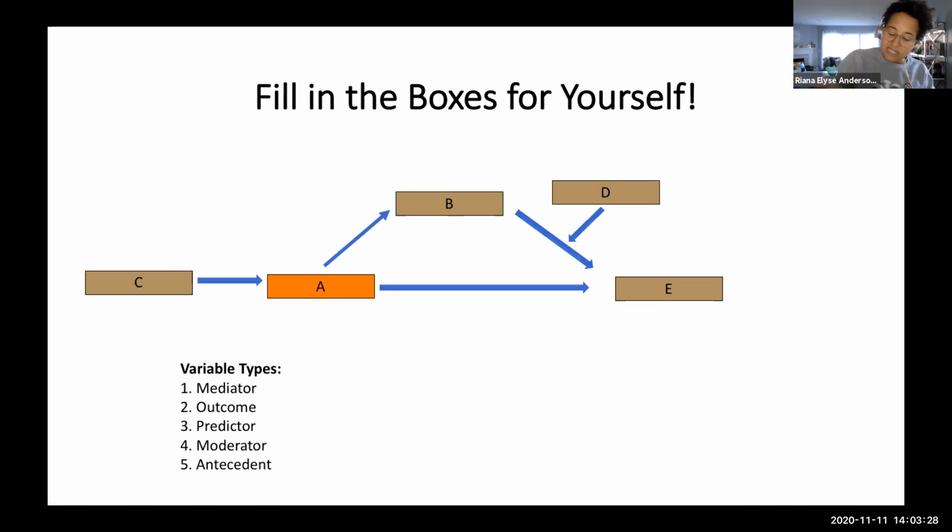And then finally with D, I'm going to put an arrow here. D as the moderator is going to be a variable that, depending on its strength, is going to tell us about the relationship between B and E in a different way. So here, for example, I might say the racial identity that a child has is going to help to explain or help to modulate coping and mental health.